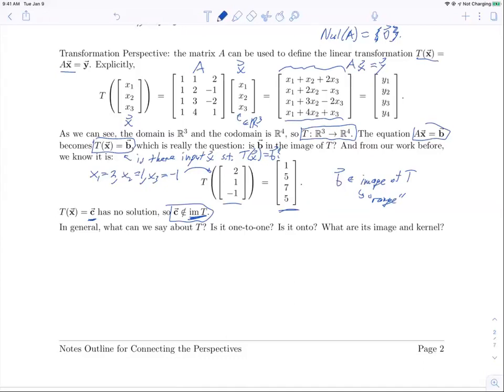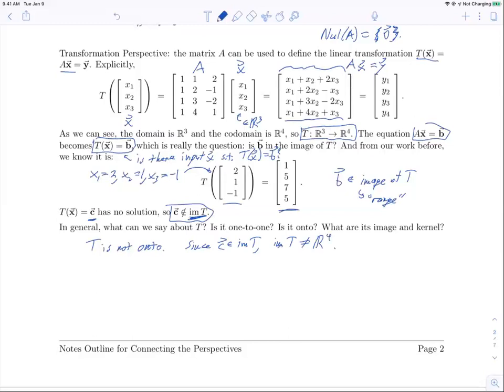Okay, so what does that tell us about T? Well, it's definitely not onto, right? Because onto, remember what we said, onto has to do with whether the image is the entire codomain. And yeah, since c is not in the image, that means that the image of T is not all of R4.